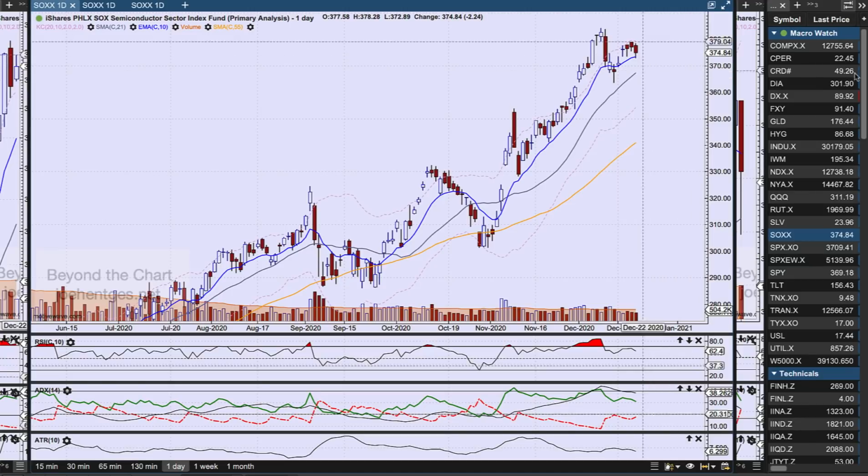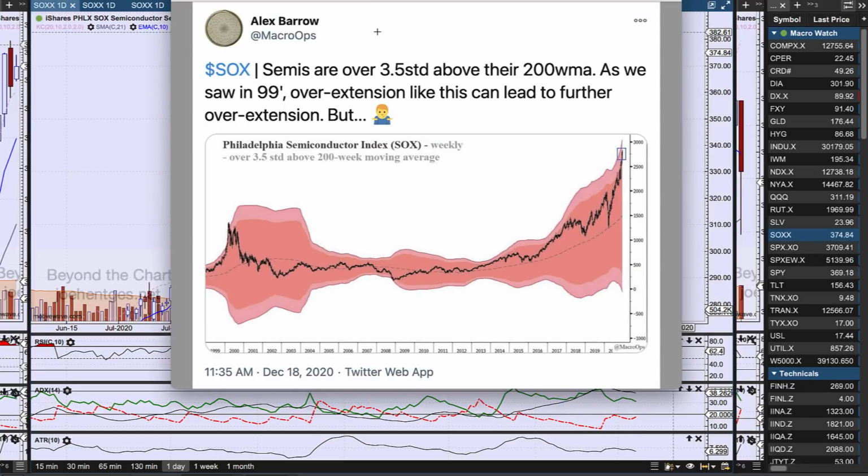But the other thing I wanted to point out is something I came across this last week. Look at this tweet by Alex Morrow.